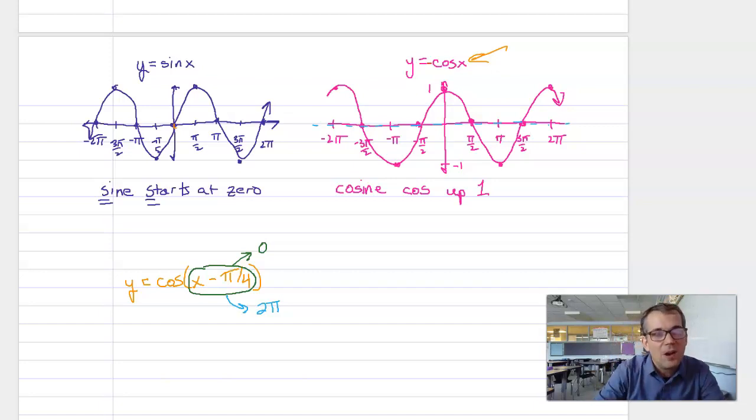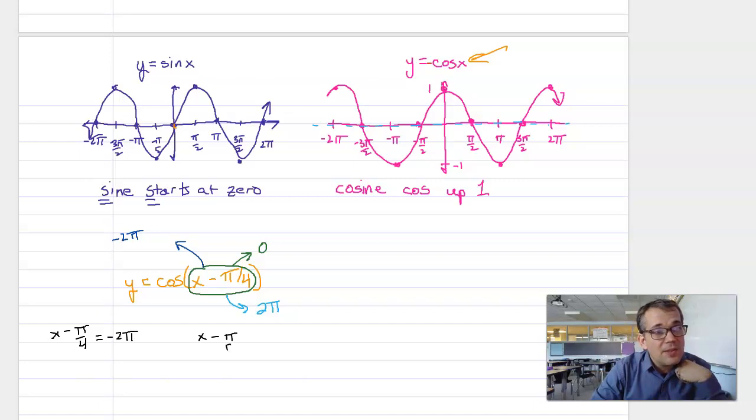And because everything's shifting, it's not quite as easy as the multiplier. We're going to want to actually figure out what happened at negative 2 pi as well. So I'm going to add another equation to this, and in beautiful dark blue, we'll see what's happening at negative 2 pi. So the expression inside there, let's do all this stuff in black, is x minus pi over 4. I want to know what value of x is going to make that equal negative 2 pi. I'm going to want to know what makes that expression on the inside equal 0. And I'm going to want to know what makes it equal 2 pi, so that I can pinpoint where all of these places move to.